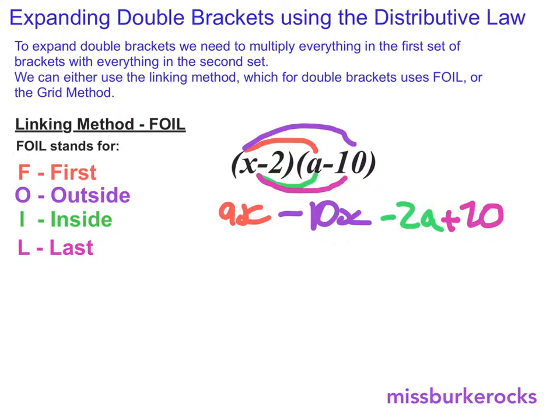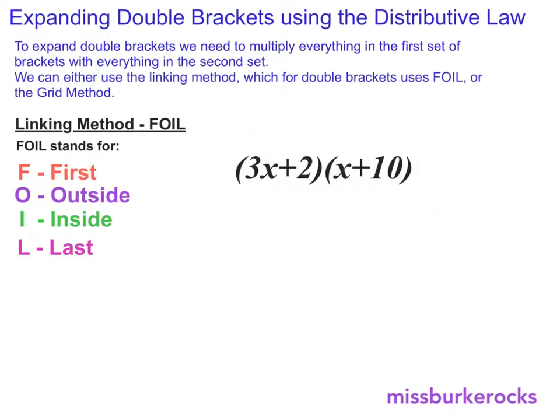Now, sometimes we also have coefficients of our pronumerals inside, so I'm going to give you a demonstration of that one as well. For this one we have 3x plus 2 times x plus 10. Again, we do the exact same process. First, outside, inside, last. First, 3x times x gives me 3x squared. Then outside, 3x times positive 10 is positive 30x.